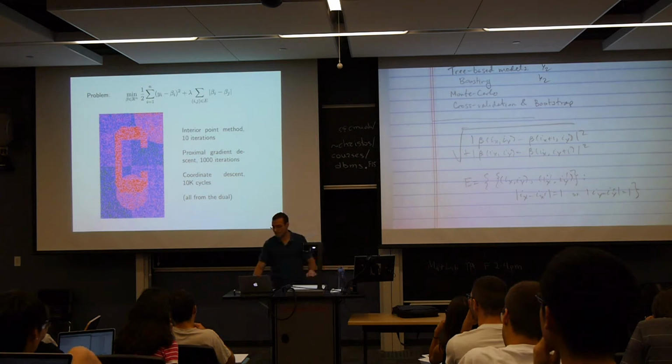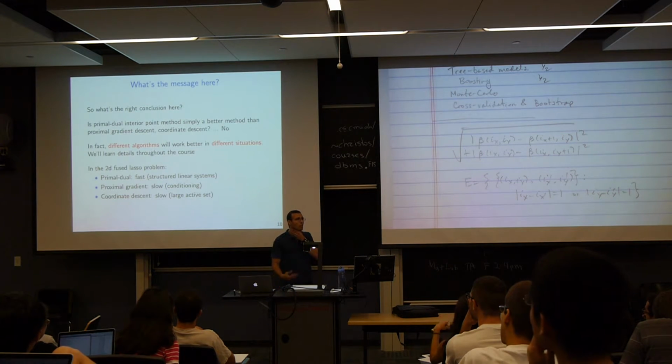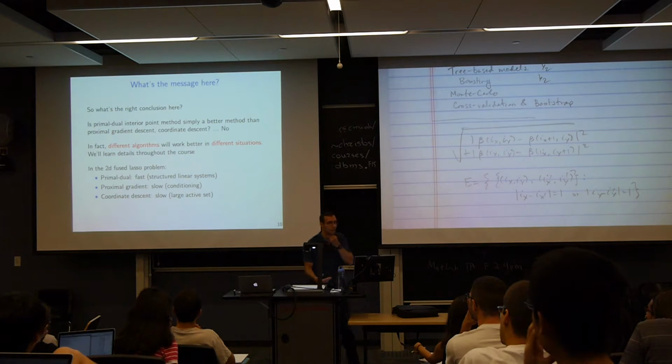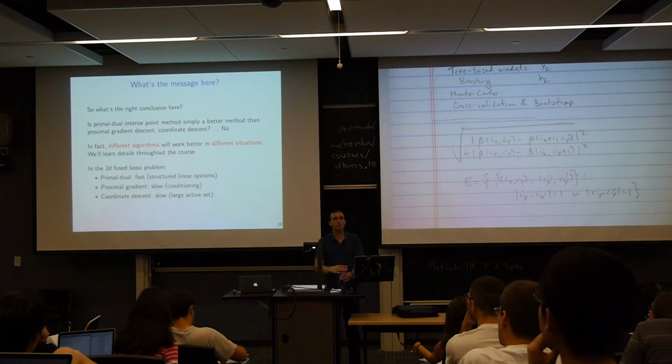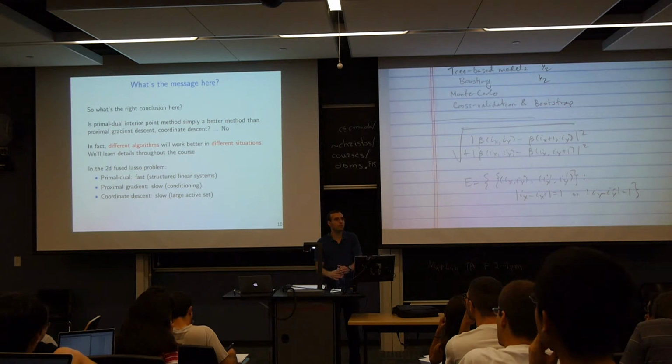So let's go right into the next slide. What's the right message here? What are we supposed to take away from this? Are we supposed to think that primal dual interior point method is just a better algorithm than proximal gradient and coordinate descent? So no, that's not the case at all. That's not the point we're trying to make, and it's not even true.